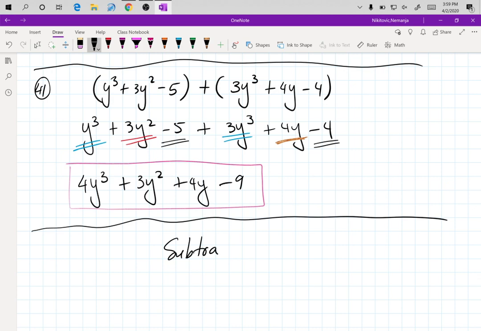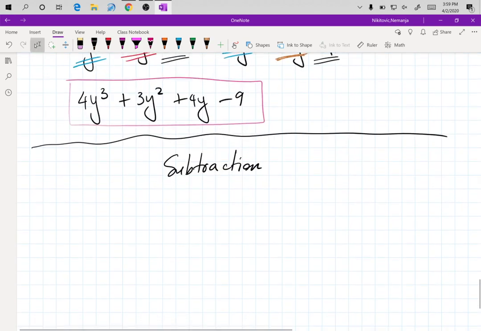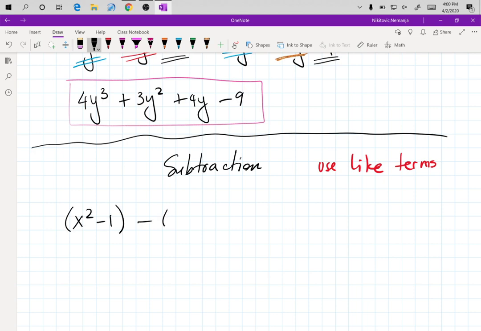Subtraction. Again, use like terms. But first, you have to remove the parentheses and apply the negative before you do anything else. So let's say you have x squared minus 1 minus 3x squared plus 6x plus 4. We have a binomial minus trinomial, right? And we want to see what we get on the other end. Well, we must remove parentheses first.